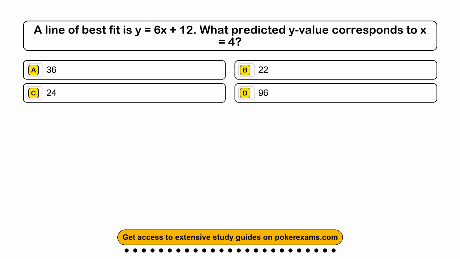Question 25. A line of best fit is y equals 6x plus 12. What predicted y-value corresponds to x equals 4? Option A 36. Option B 22. Option C 24. Option D 96.